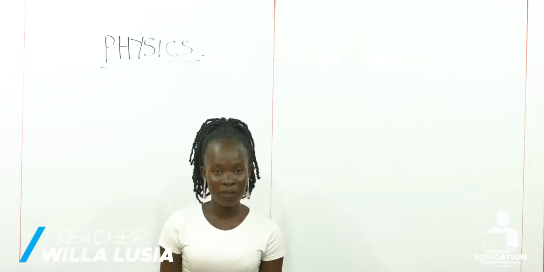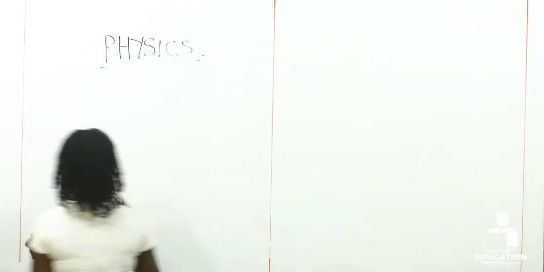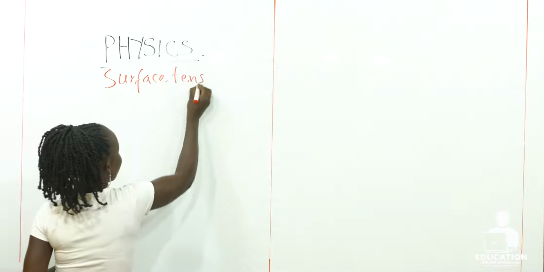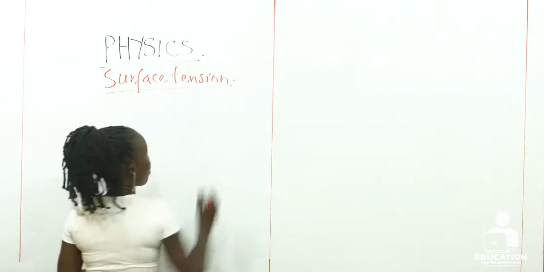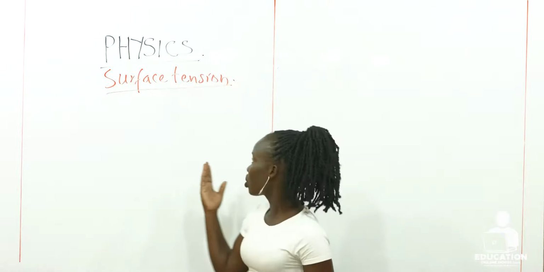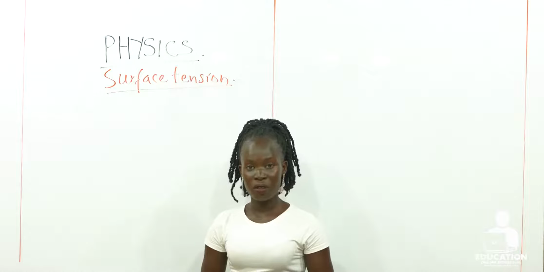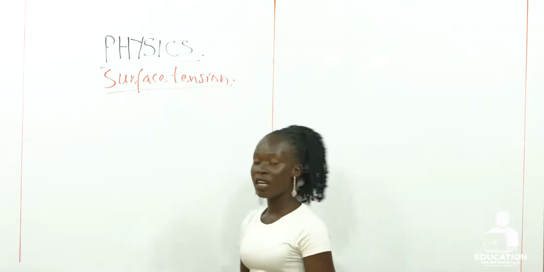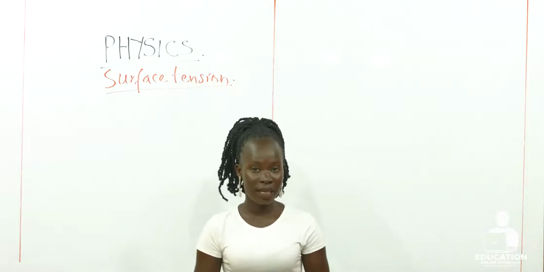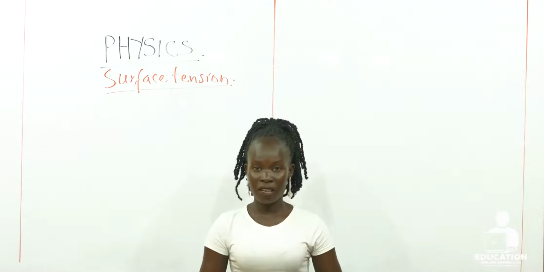Today we are going to learn about something very interesting, which is known as surface tension. What is this surface tension? If we're talking about surface tension, we're talking about how the surface of a liquid behaves. Surface tension makes the surface of a liquid behave in an elastic manner. You might think that there is some elastic membrane right on top of the liquid surface.